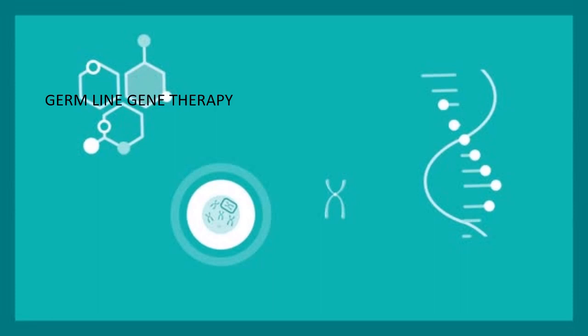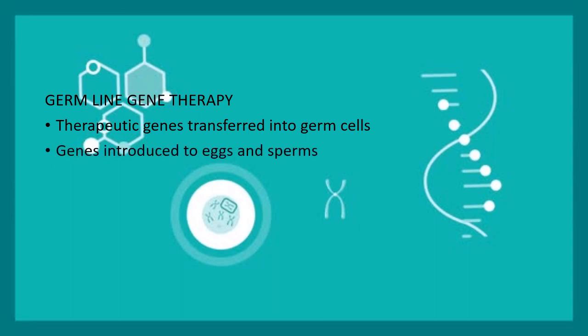The other type is the germline gene therapy. These therapeutic genes are transferred into the germ cells. These genes are introduced to eggs and the sperms. These are heritable to the next generations.